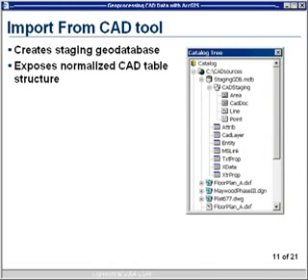The import from CAD tool, available with the ArcView and ArcEditor licenses as well as ArcInfo, creates something called a staging geodatabase. The staging geodatabase exposes the normalized CAD table structure. So what we've got here, I've taken that Plat 677 drawing file and created a CAD staging geodatabase where it's got these 4 default geometric feature classes plus all these tables, some of which may or may not be populated. For example, MS Link is only going to be useful for microstation formats.